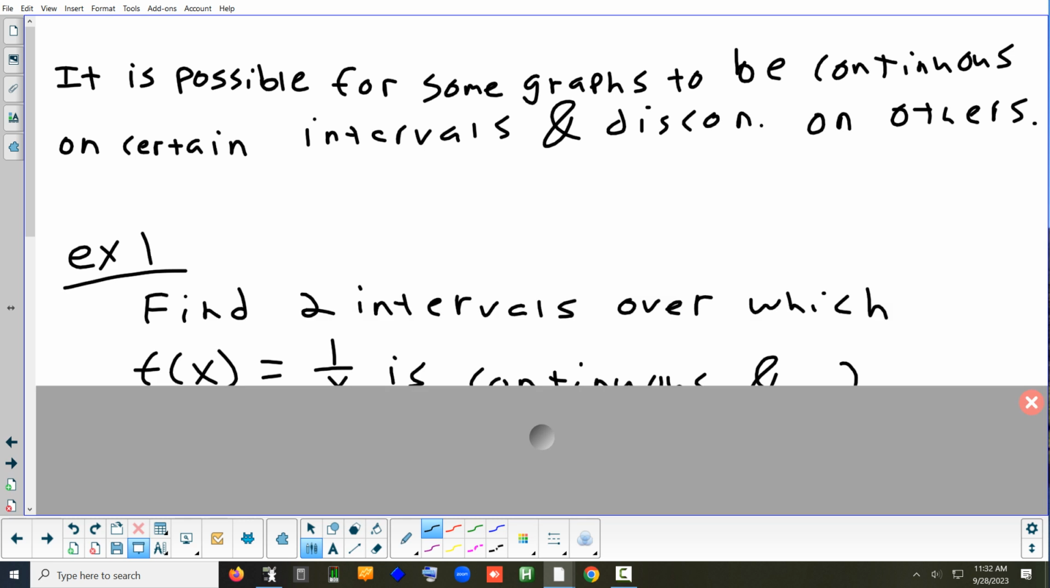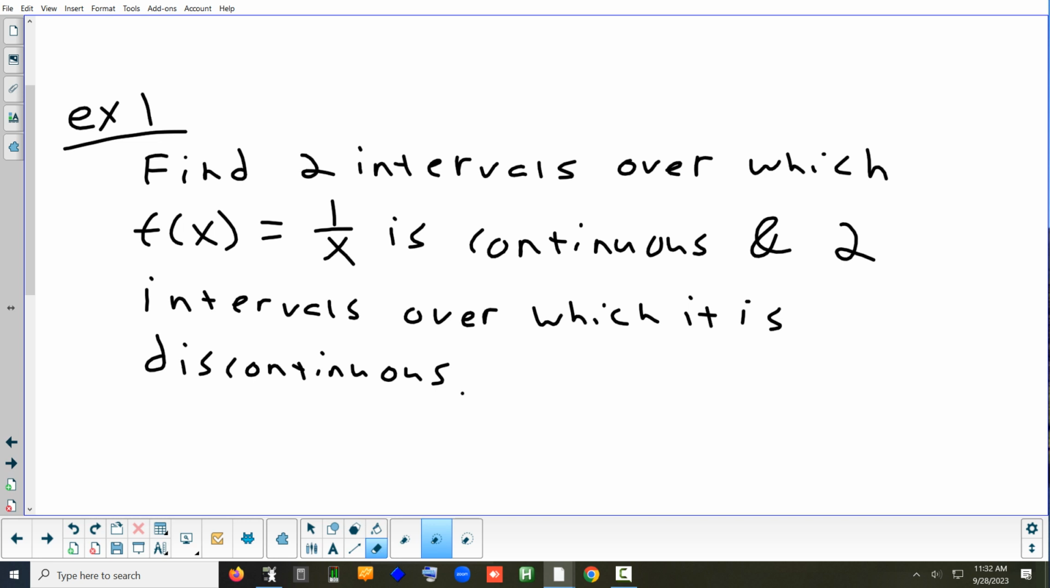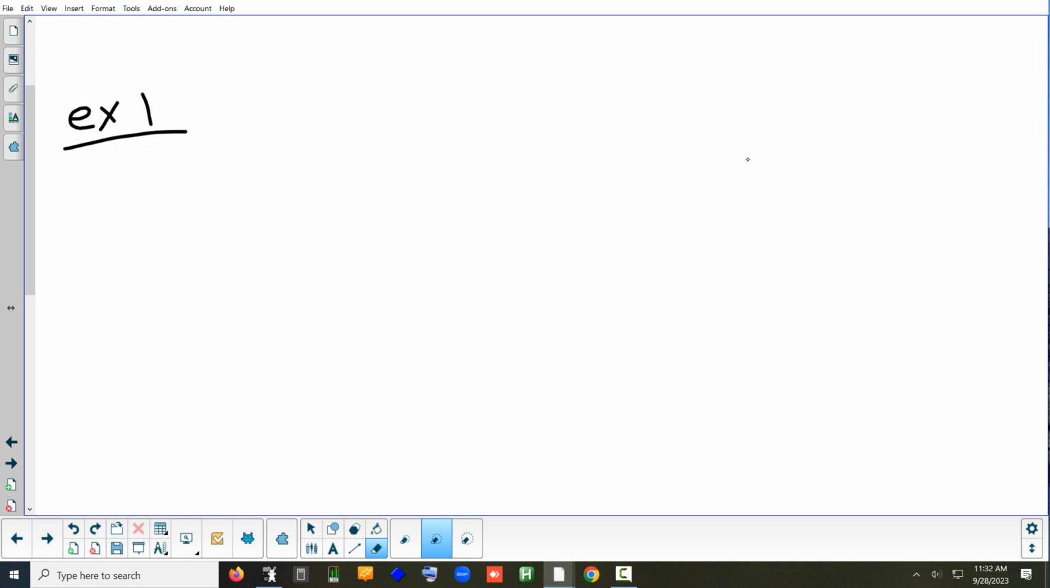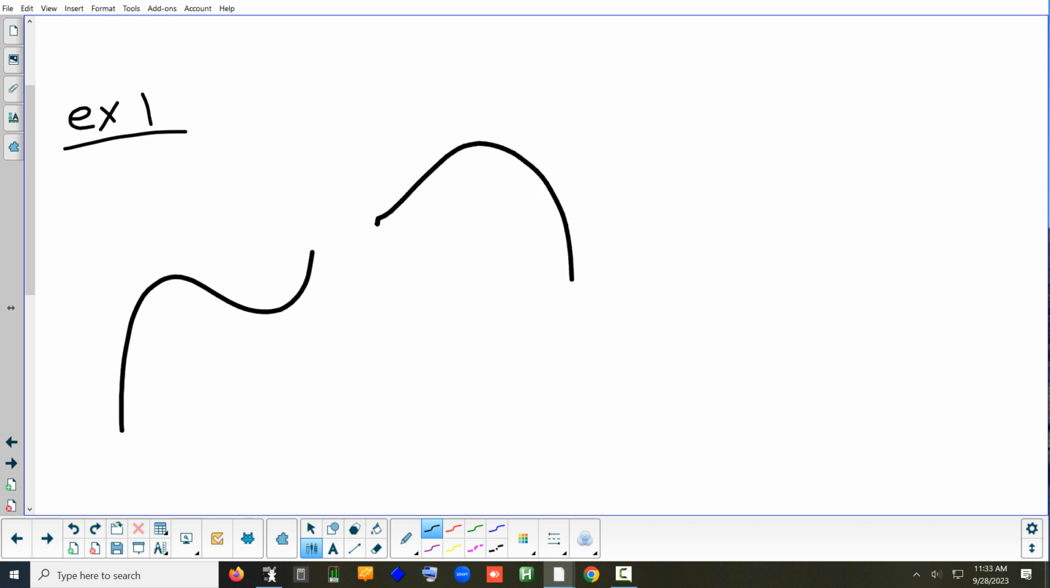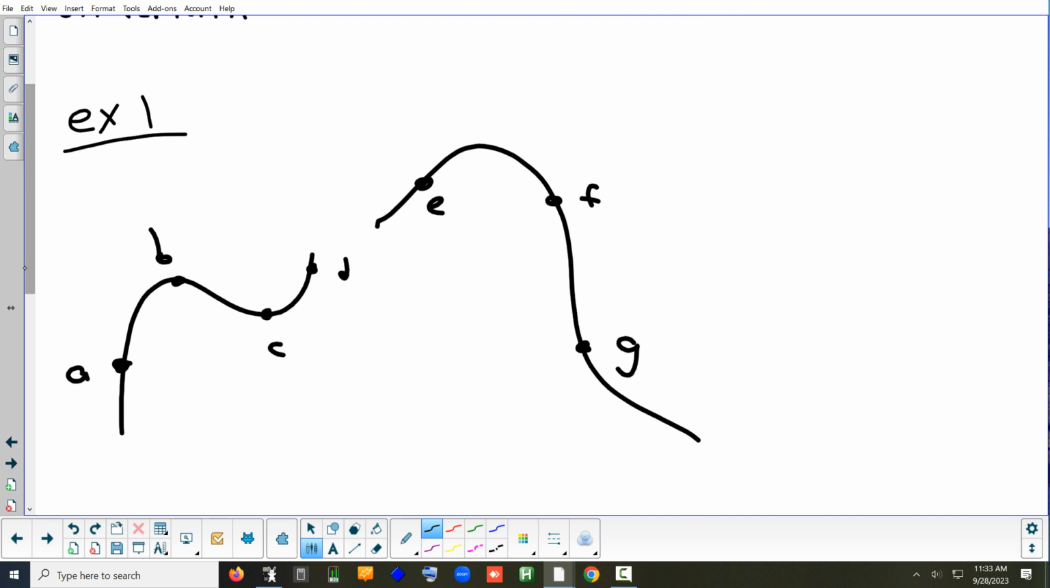Let me draw another. I'm not going to do this problem, but I'm going to just draw a picture. Okay, so here's another picture. Here's A, B, C, D, E, F, G. Can you name me an interval that would be continuous on that graph? Just a section. Yeah, sure. E to F.